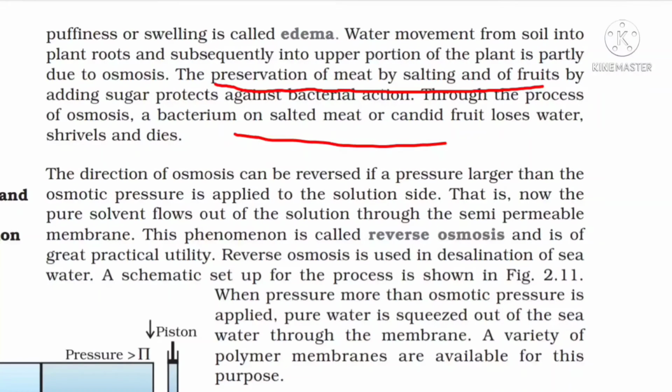Through the process of osmosis, we can protect certain fruits and meat from bacterial action. The preservation of meat by salting or fruit by adding sugar protects against bacterial action through the process of osmosis. A bacterium on salted meat or candied fruit loses water, shrivels and dies.